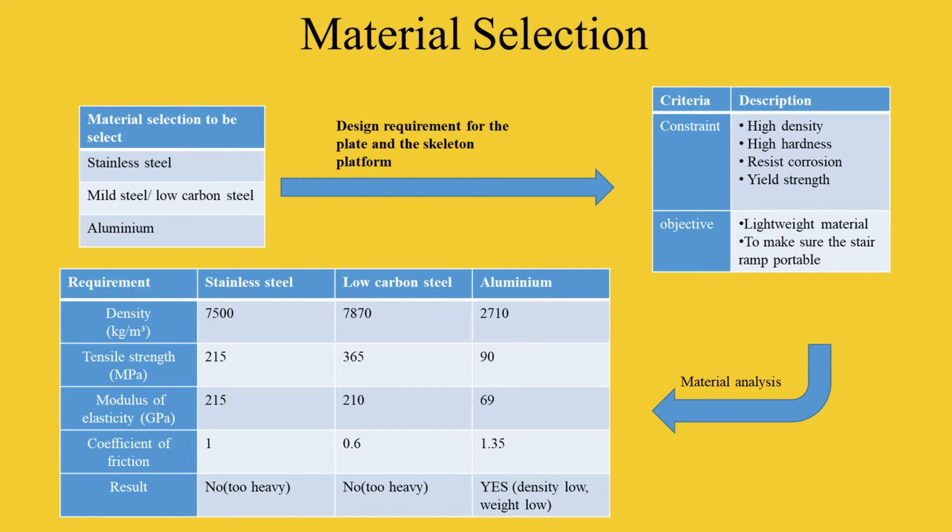For the material selection, it has to be stainless steel, mild steel or low carbon steel, and aluminium. And for the criteria, the first is constraint. They are high density, high hardness, resist corrosion, and yield strength. And the second criteria is the objective. They are lightweight material and to make sure the stair ramp is portable. Lastly, we go to the material analysis, which talks about the detail of our material.